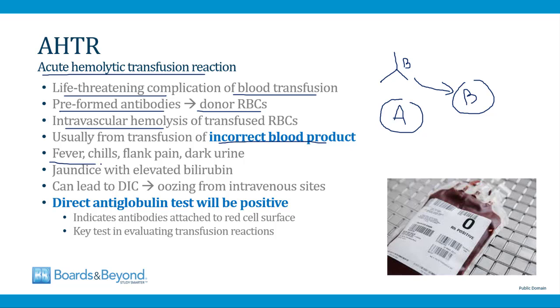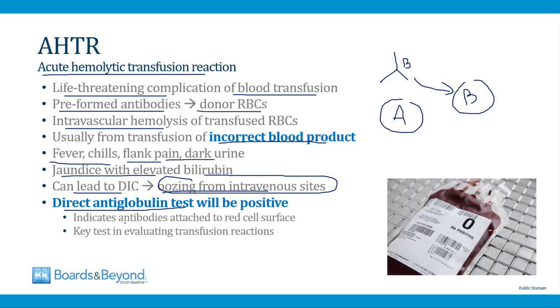This presents with fever, chills, flank pain, and dark urine. All of this is due to acute hemolysis of the transfused cells. There can be jaundice of the skin with elevated bilirubin, and this can lead to DIC with coagulopathy, and that can cause oozing of blood from the intravenous sites, and this is a classic feature often described in board questions. And then when you do lab testing, the direct antiglobulin test will be positive. This is a test that's done to identify antibody-mediated hemolysis, and I talk about how it works in the videos on hemolytic anemia.